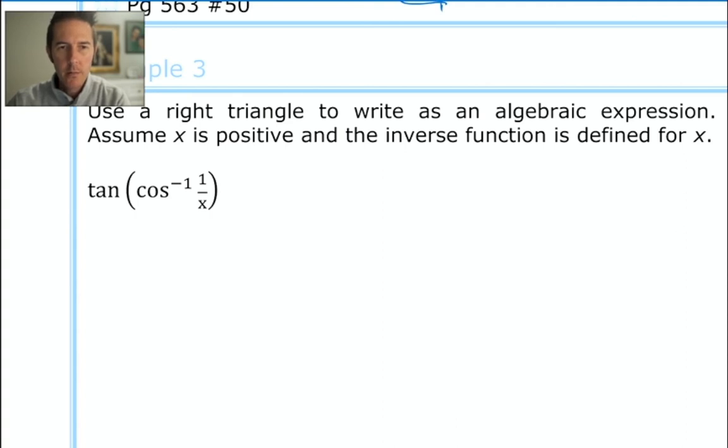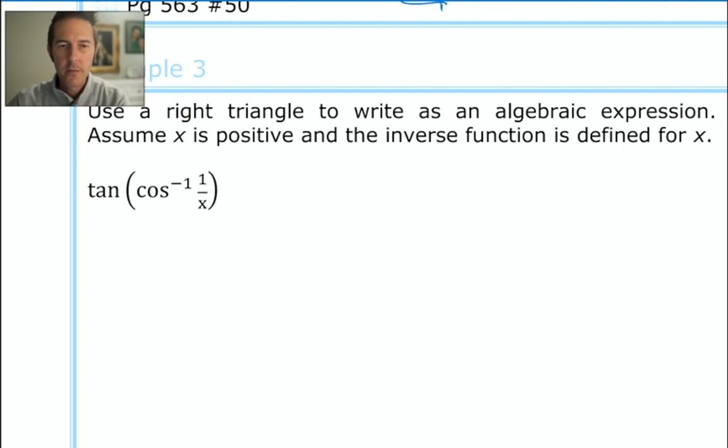The scenario that we're working with here is going to result in an answer that's an algebraic expression because we're taking the inverse cosine of 1 over a variable and not a specific number. So this is a little different. We're definitely on the last page of notes on this one.